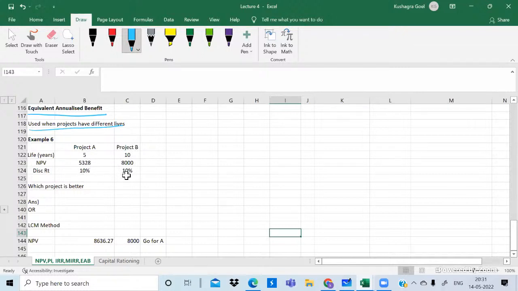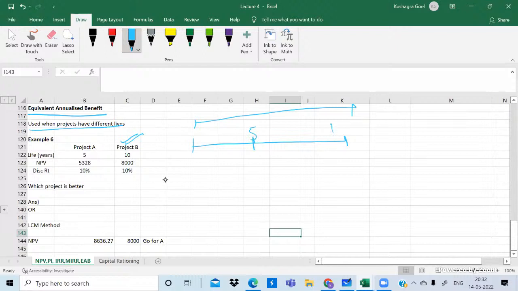Now, if I directly take a decision on the basis of NPV, I would say that project B is better because project B has an NPV of 8,000 compared to project A, which has an NPV of 5328. But that will be a flawed decision. It will be a wrong decision. Why? Project B has a life of 10 years, but project A has a life of 5 years, which means I can implement project A twice, because if I implement project A twice, I'll take 5 years and 5 years.